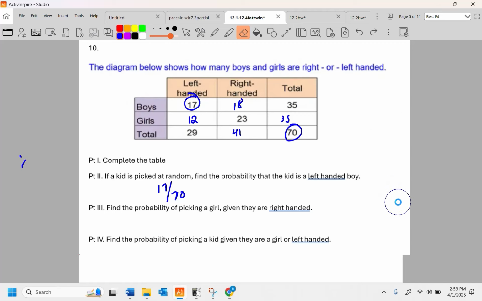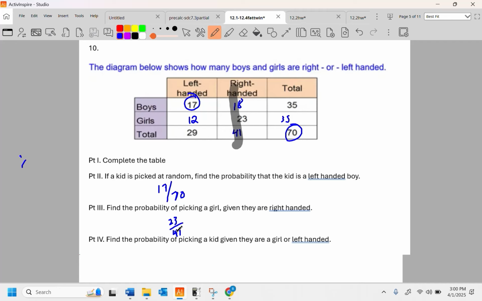Like, I understand you're ready for school to be done, but it's too early to be mentally done. All right, find the probability of picking a girl given they are right-handed. All I care about here is the right-handed stuff. I care about right-handedness. There are 41 people who are right-handed, and there are 23 girls. So 23 and 41. That does not reduce.